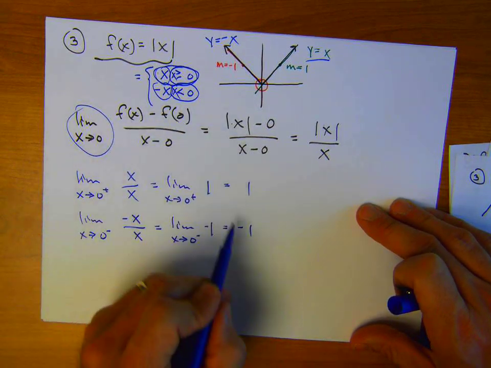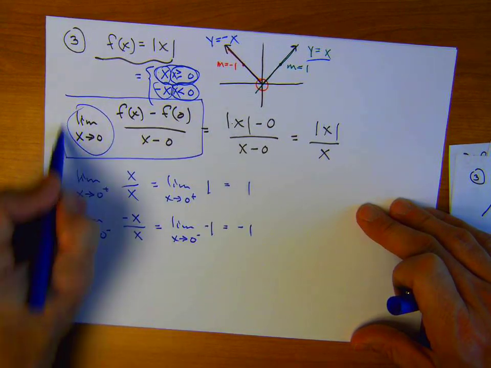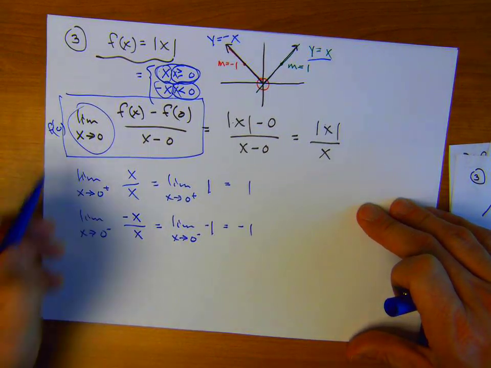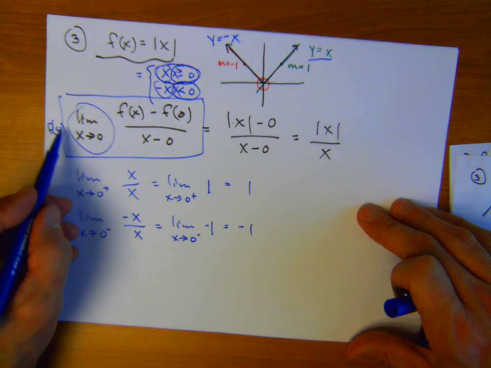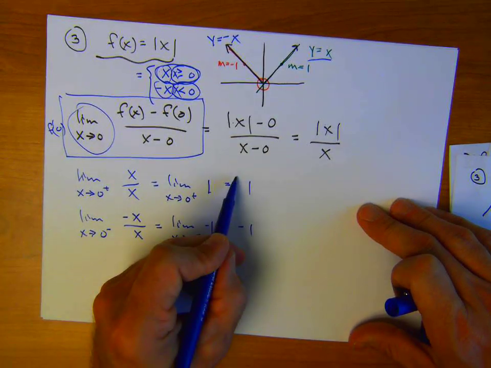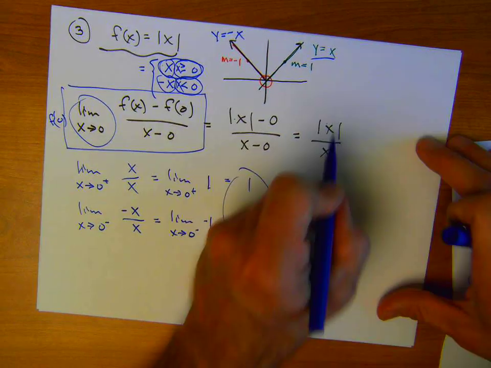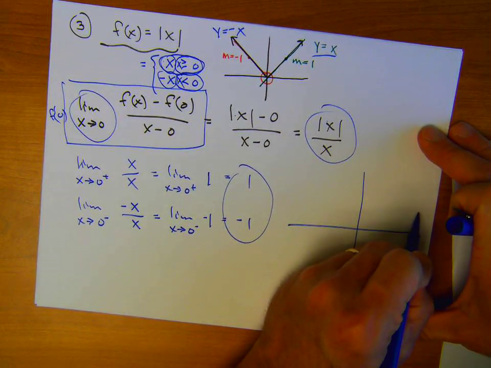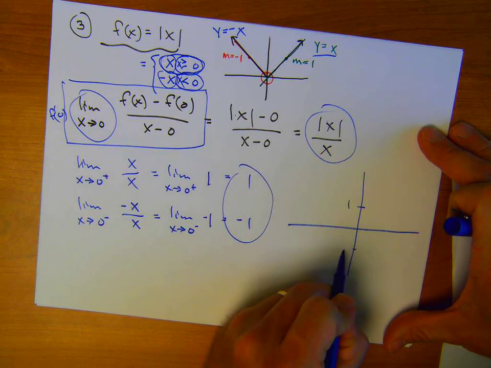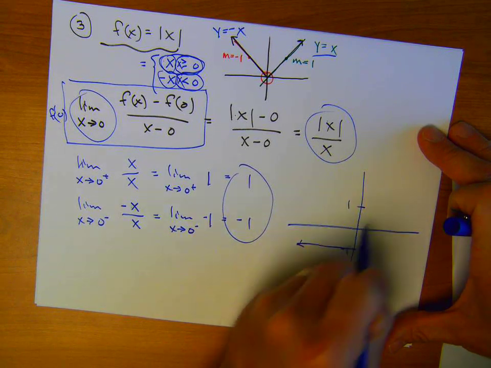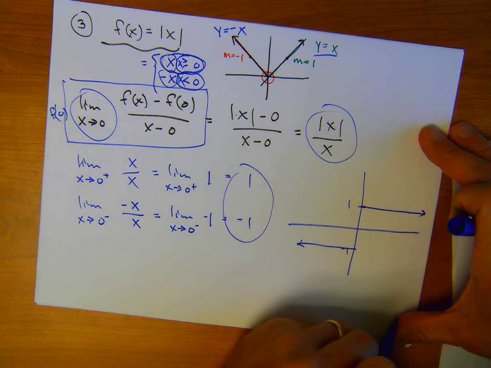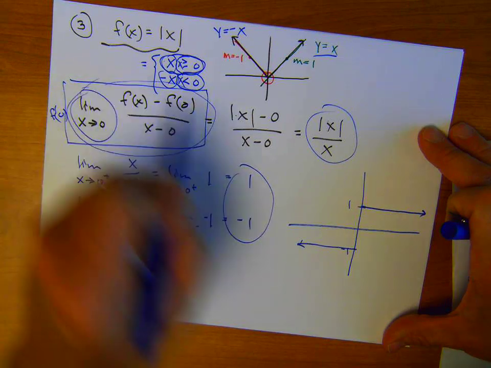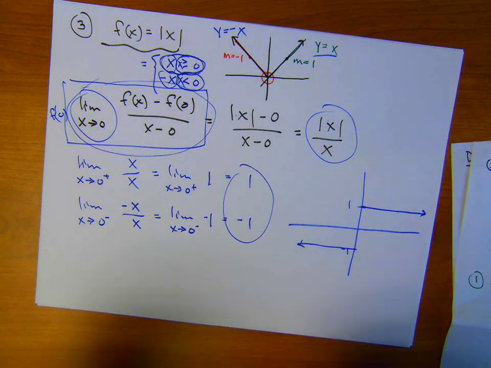So notice what happens here. This limit that we started with, which is f prime of 0, we can rewrite as the left and the right hand limits, but the left and the right hand limits don't agree. If we were to actually graph this, if that's 1 and that's -1, we get a function that looks like this. So that limit doesn't exist. This limit that is the derivative does not exist at that point.